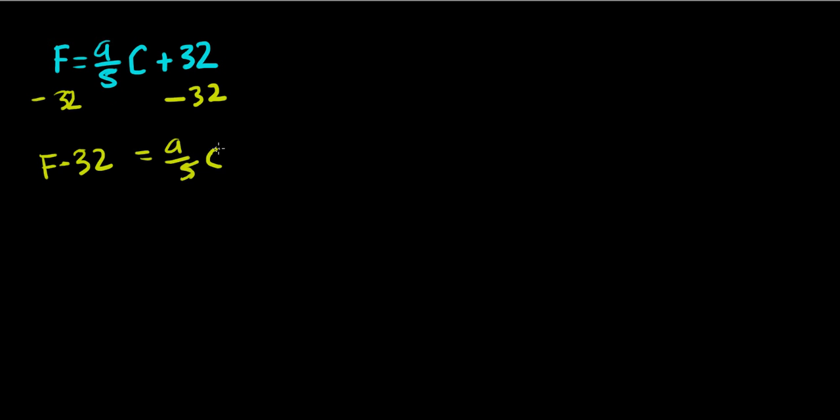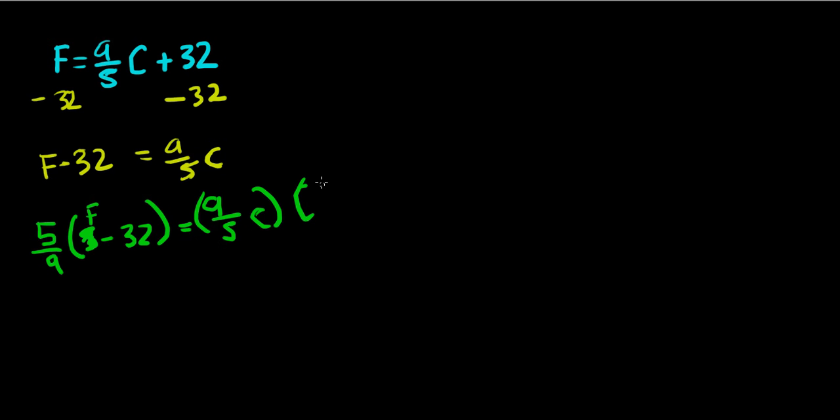And in order to get rid of the 9/5 on the right side, you have to multiply both sides by the reciprocal, which is 5/9. So you're going to multiply the left side by 5/9, and make sure to use the distributive property and multiply 5/9 to both the F and the 32. And then when you multiply the right side by 5/9, the 9/5 and the 5/9 cancel out and become 1, and you're just left with a C. So your final equation should be 5/9 (F minus 32) equals C.